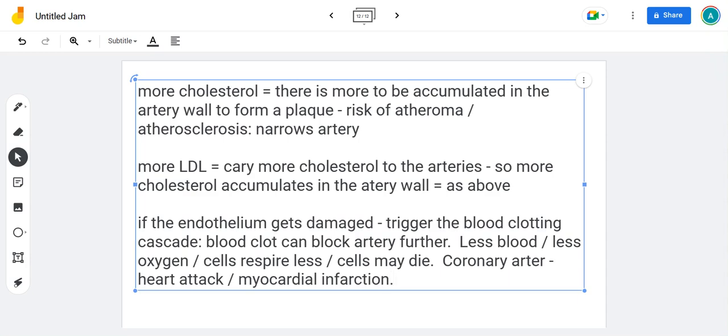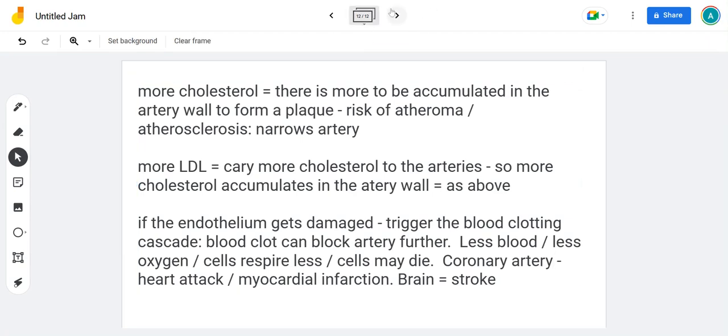If that happens in the brain, let's look at the diagram to make sure we understand what's happening.